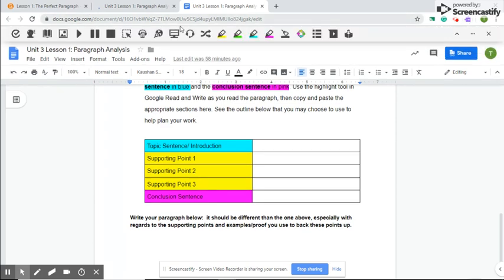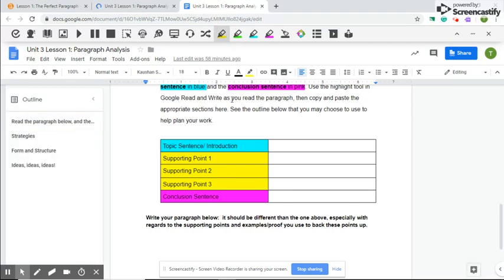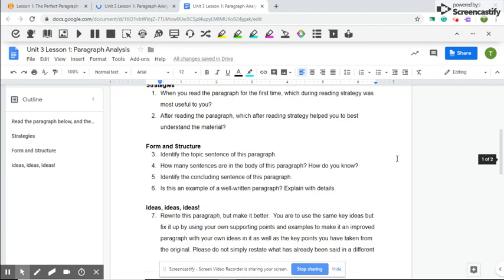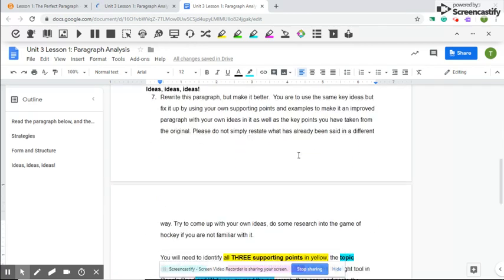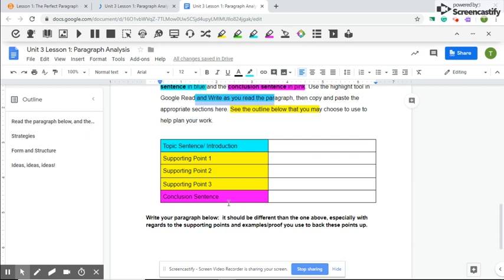Pop it open, and here's the thing. If you want to highlight something in yellow, highlight and then click yellow. And if you want to do it in blue, click blue, etc. So you're going to go back to that original paragraph that I did for you, and highlight the topic sentence. You're going to highlight the supporting points. There are 3 of them. And then you're going to highlight the concluding sentence in pink.